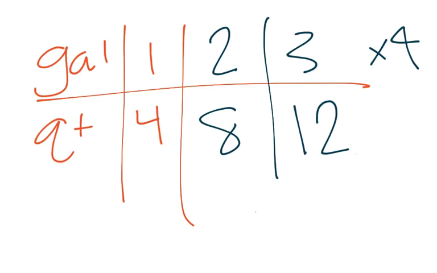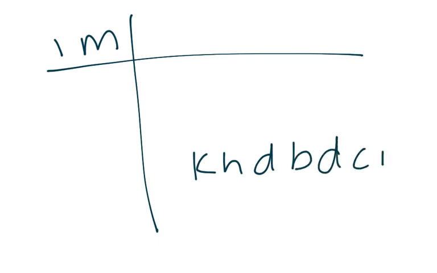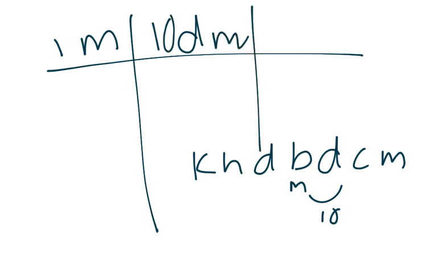Let's try another one. This one's going to be for the metric system. If I have 1 meter, let's think of King Henry died by drinking chocolate milk, and I'm thinking of meters. How many decimeters am I going to have? Well, I'm multiplying by 10. So it'd be 10 decimeters. If I had to go to centimeters, I'm going to add another 10, so that's 100.